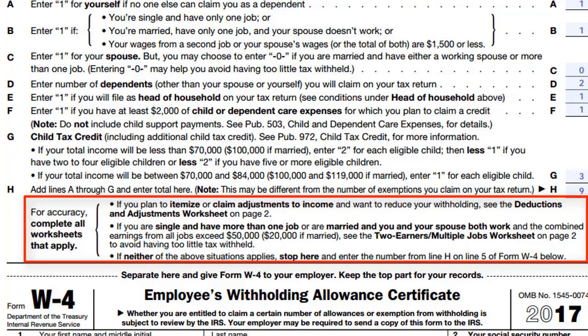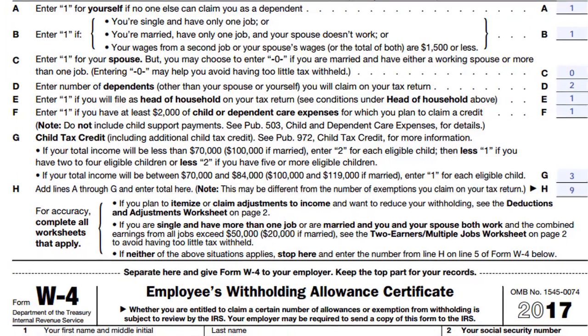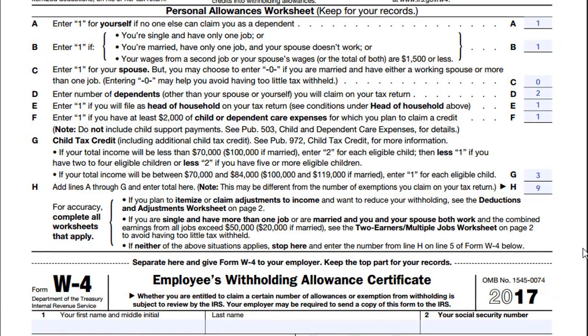If you are single and have more than 1 job, or are married and you and your spouse both work and the combined earnings from all jobs exceed $50,000, $20,000 if married, see the 2 earners multiple jobs worksheet on page 2 to avoid having too little tax withheld. If neither of the above situation applies, stop here and enter the number from line H on line 5 of Form W4 below. Susan is single with 1 job and will take the standard deduction instead of itemizing. In most cases, she would stop here and claim 9 on line 5 of the Form W4.